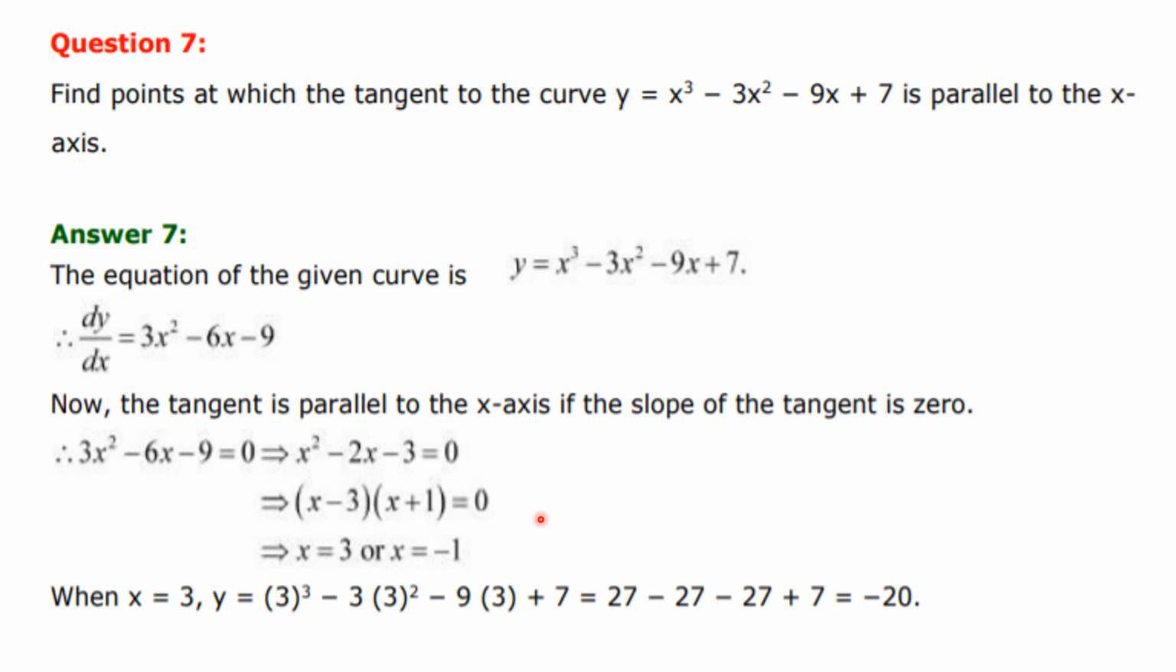And to find the second point, x is equal to minus 1, we have to find the y coordinate. To find the y coordinate, substitute x is equal to minus 1 in this equation. Then we get the y coordinate also. Then we get another point also. Understood, my children? Right.